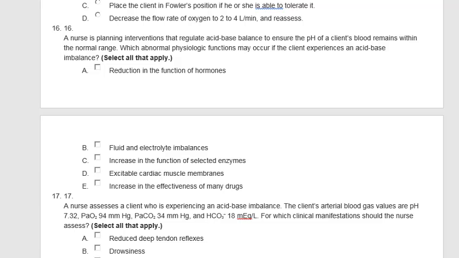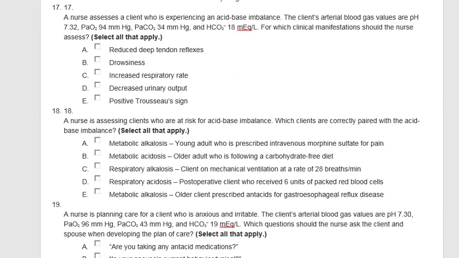Number 17, the nurse assesses a client who is experiencing an acid-base imbalance. The client's arterial blood gas pH is 7.32, acidotic. CO2 is 34, that's a little bit on the alkalotic side. And the bicarb is 18, that's acidotic. So the bicarb matches up. Bicarb is toward the acidotic side, and the pH is on the acidotic side. So we have a metabolic acidosis.